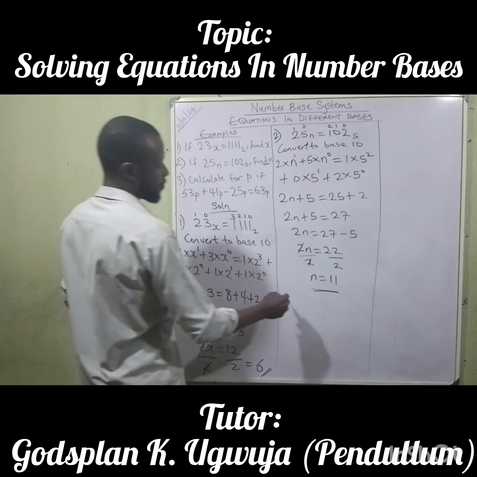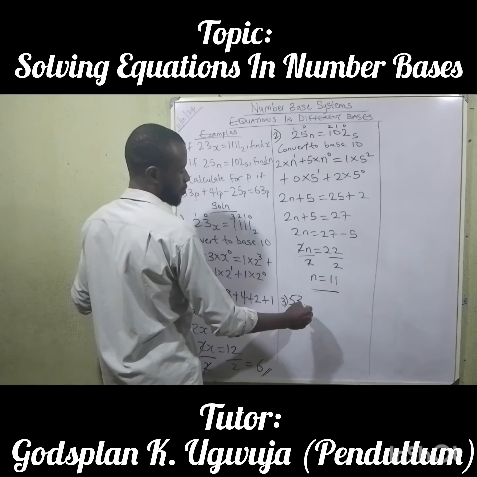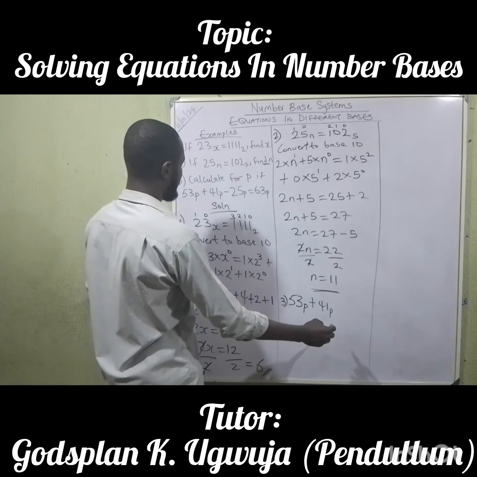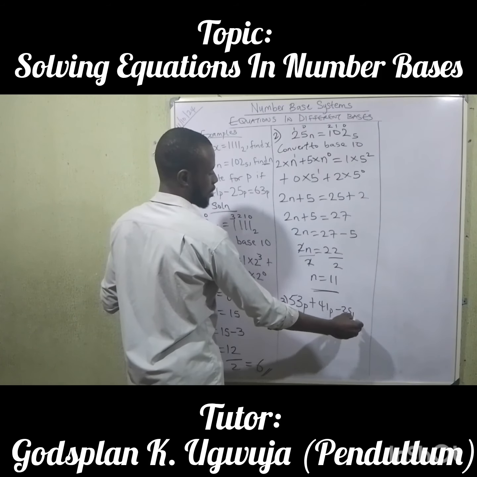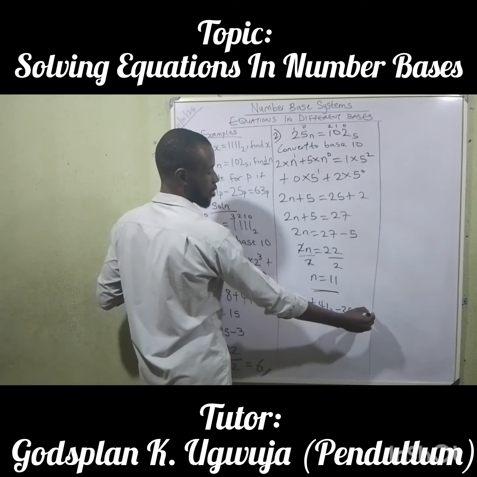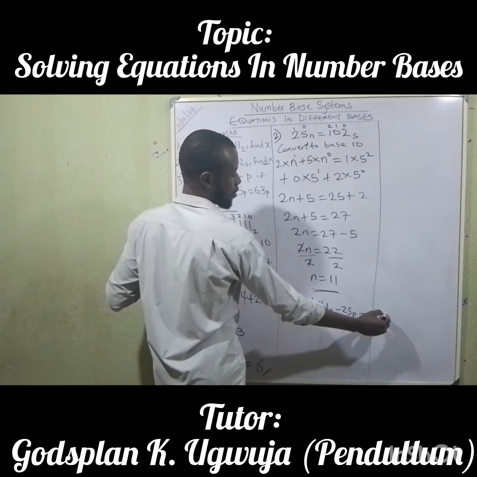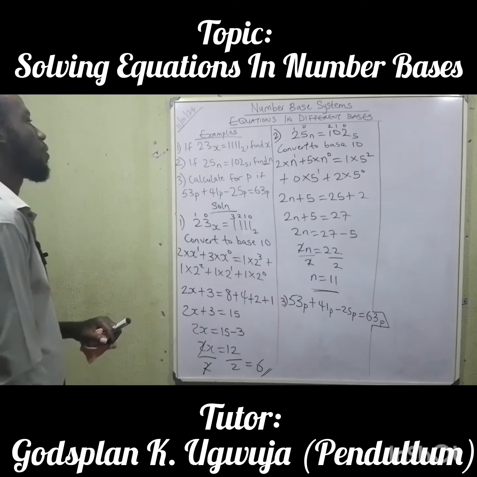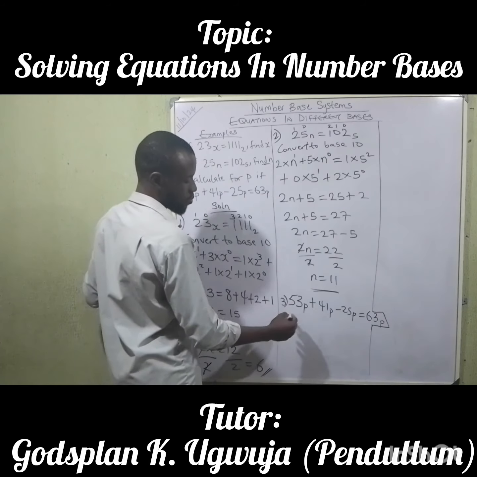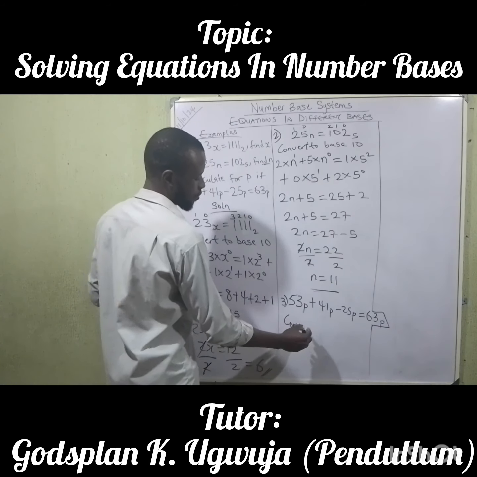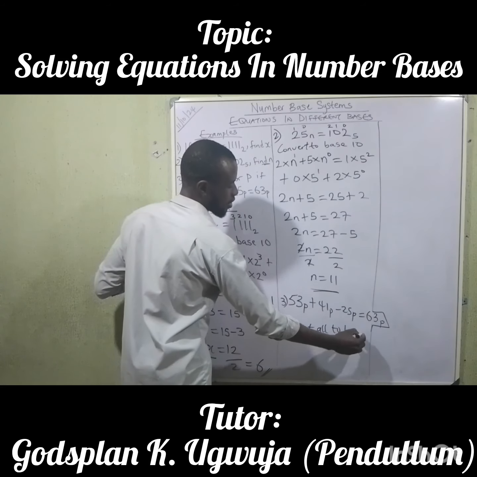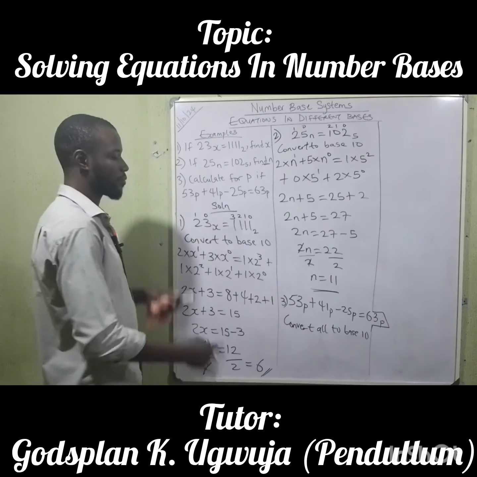So we have to calculate for p if 53 in base p plus 41 in base p minus 25 in base p is equal to 63 in base p. Okay, we're asked to do this. Let's see how we can do this. Same process always. Convert all to base 10. Convert all the numbers here. We're going to convert all the numbers here to base 10.